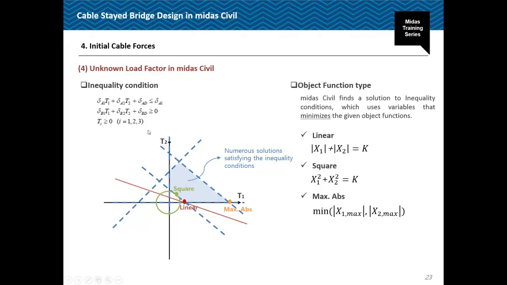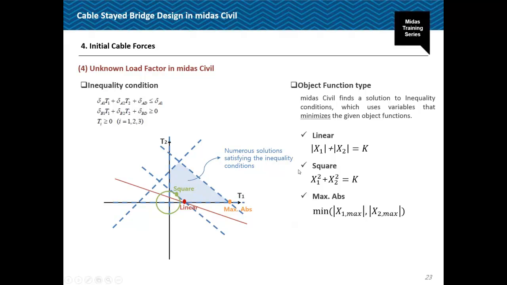For one constraint condition, we get a certain range less than this line, and also the other constraint condition less than this line. Let's say we have one more constraint condition larger than this line, and the cable force should be larger than zero. So let's say this blue area is the solutions satisfying our inequality conditions. It means that we have a number of solutions, not just one value. And then how do we determine the optimal cable force among these numerous solutions?